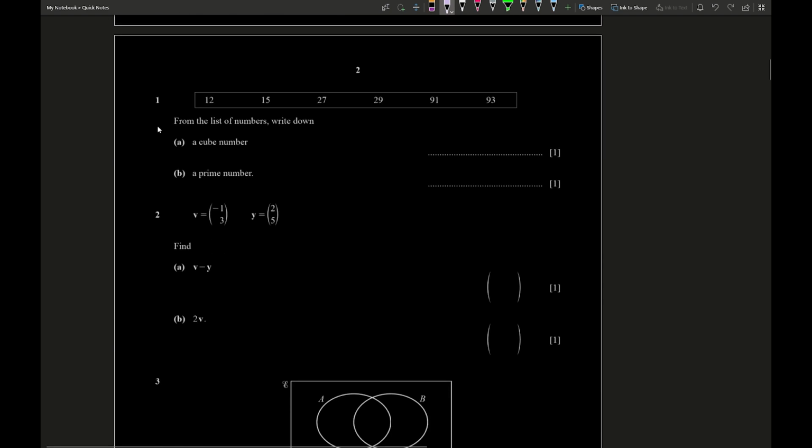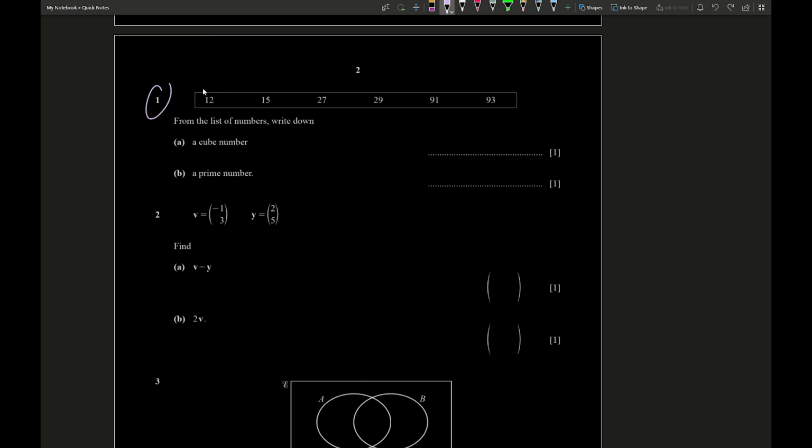Alright, question number 1. From the list of numbers, write down for part A a cube number and for part B a prime number. So we're given a set of values and we're asked to find a cube number using this set. What is a cube number? A cube number is any integer raised to the power of 3. For example, the cube number of 2 is 2 raised to the power of 3, which is equal to 8. An easy way of determining whether something is a cube number is by taking the cube root of the number.